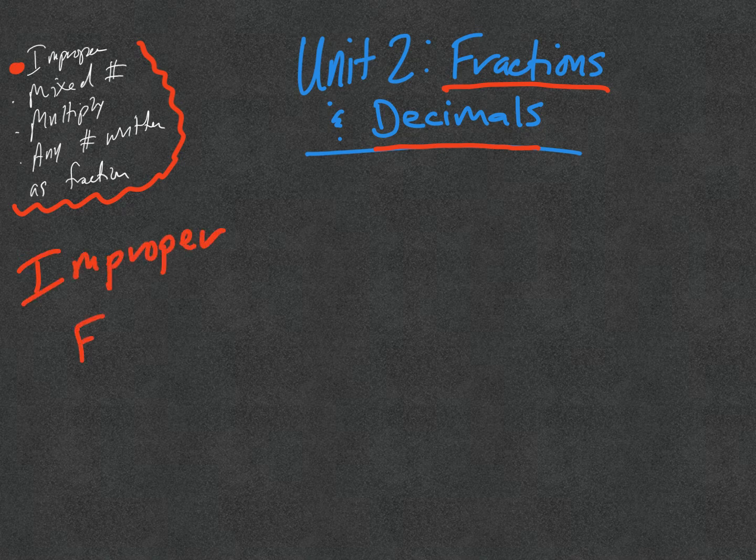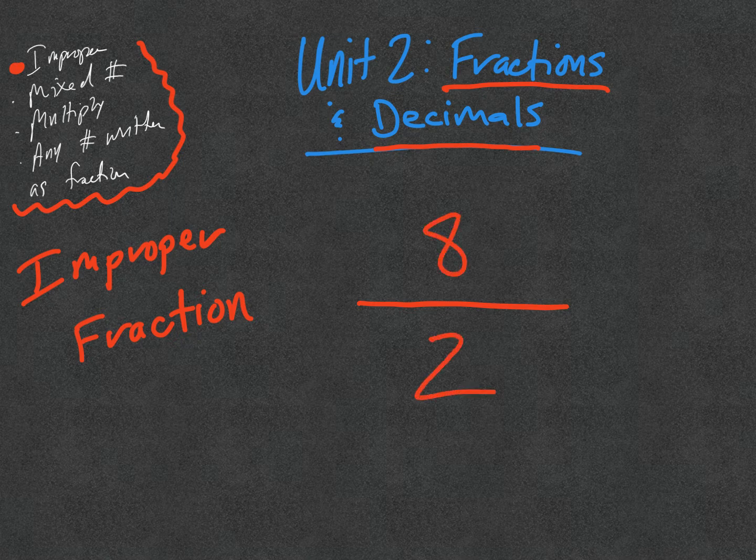So an improper fraction is a fraction that is written in a way that we don't really like to see very often. And that is when you have a number that is larger on top than on bottom. Okay, so let's say we have a 2 as our denominator. If you remember, that's called the denominator. And then our 8 is going to be our numerator.